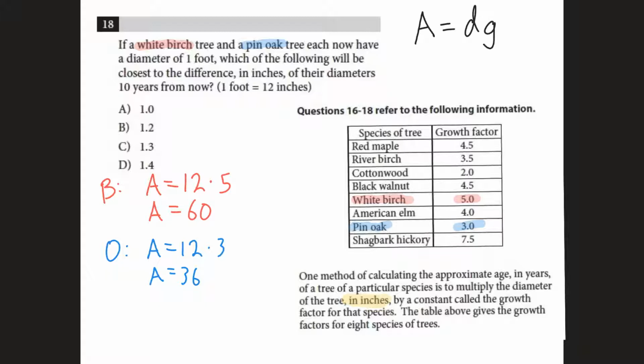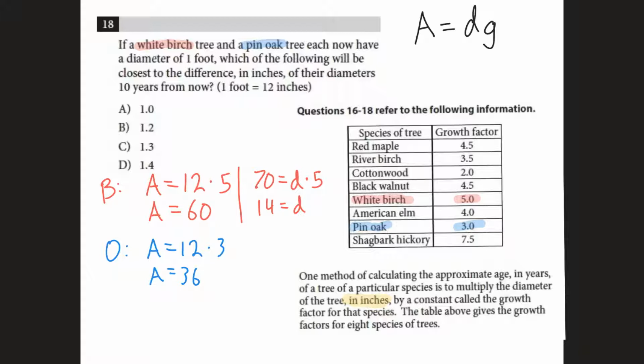Okay, and we want to know in 10 years, what's the difference in the diameters? Well, we need to figure out the diameter of the trees in 10 years. So the diameter of the birch in 10 years, well, it would be 70 years old, right? And we don't know the diameter, but we know we're going to be multiplying the diameter of whatever it is times 5 to get 70. So we can divide both sides by 5, and we'll see that 14 equals the diameter.